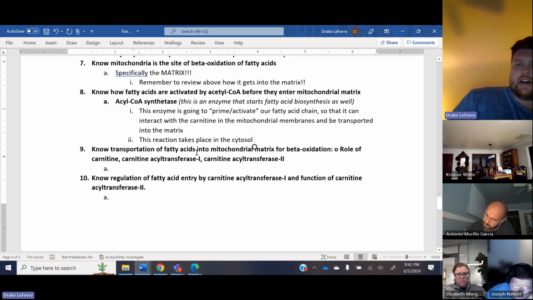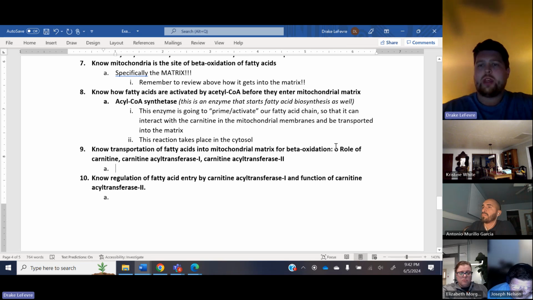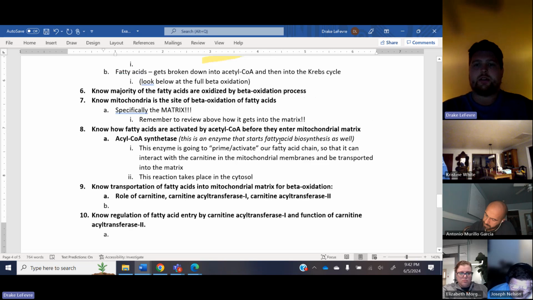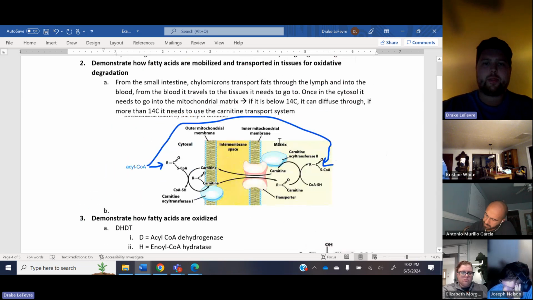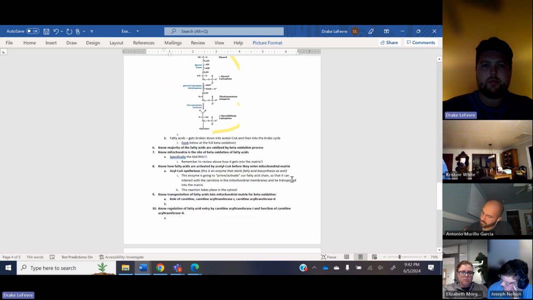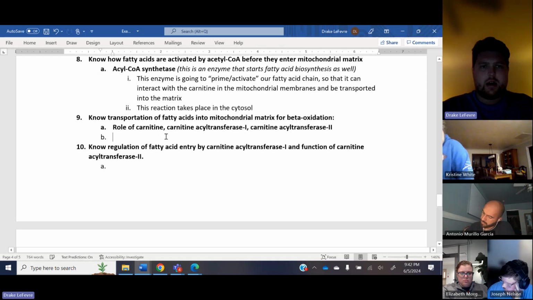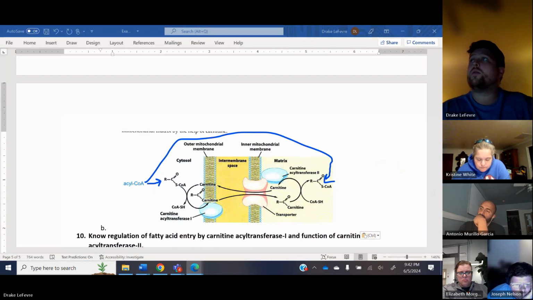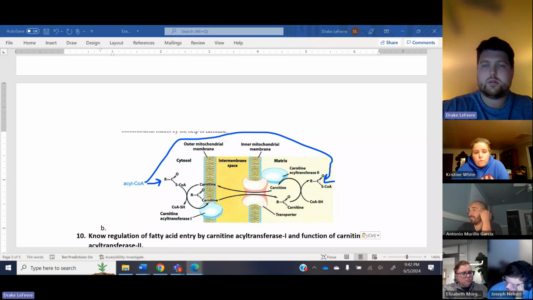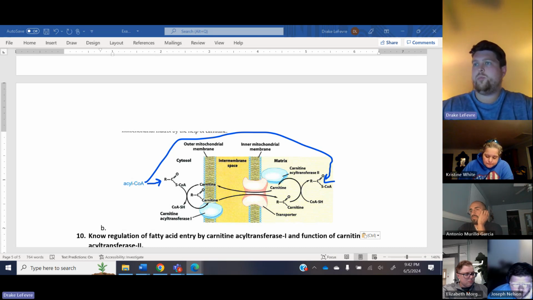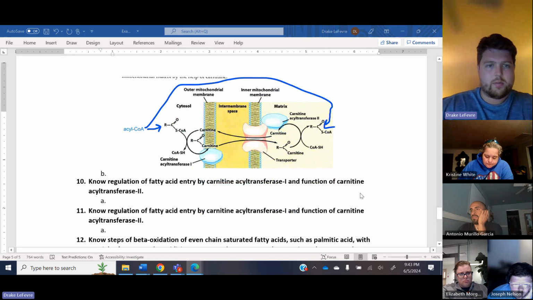Here we have again the transportation of fatty acids into the mitochondrial matrix for beta oxidation, aka the role of carnitine acyltransferase 1 and carnitine acyltransferase 2. We already have it up here above. We'll put it again down here below. Let me open back up the questions. Carnitine. Some of the stuff that we'll want to remember.